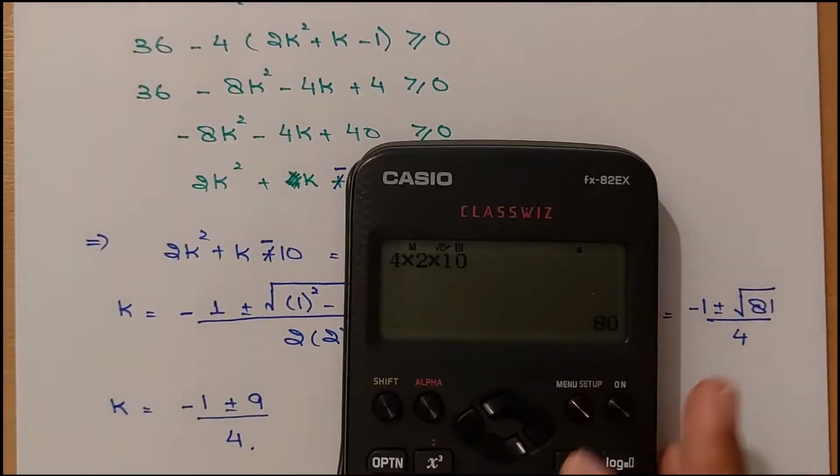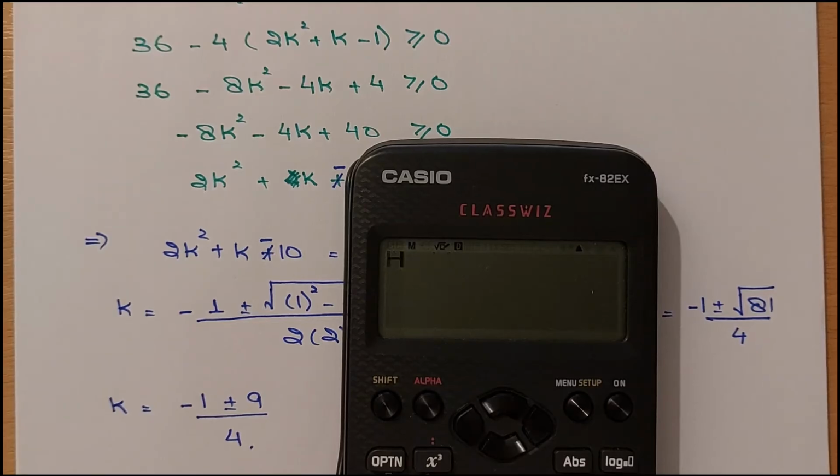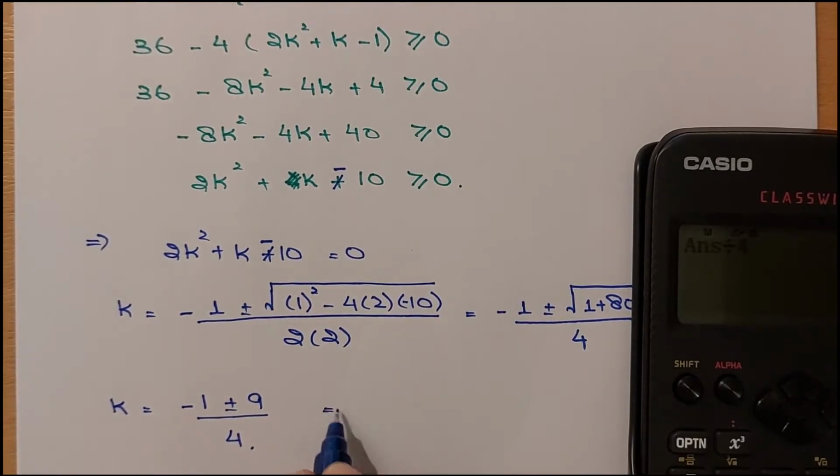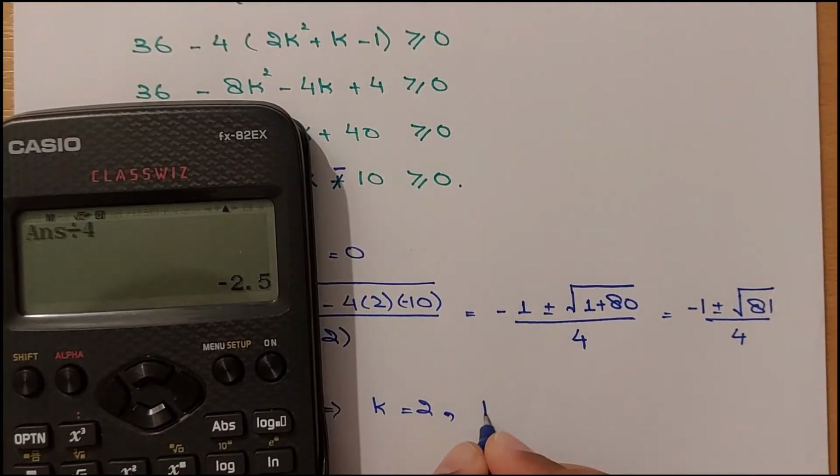Okay, let me solve one by one. Minus 1 plus 9 divided by 4 is equal to 2. From here, k is equal to 2. And minus 1 minus 9 divided by 4 is minus 2.5.